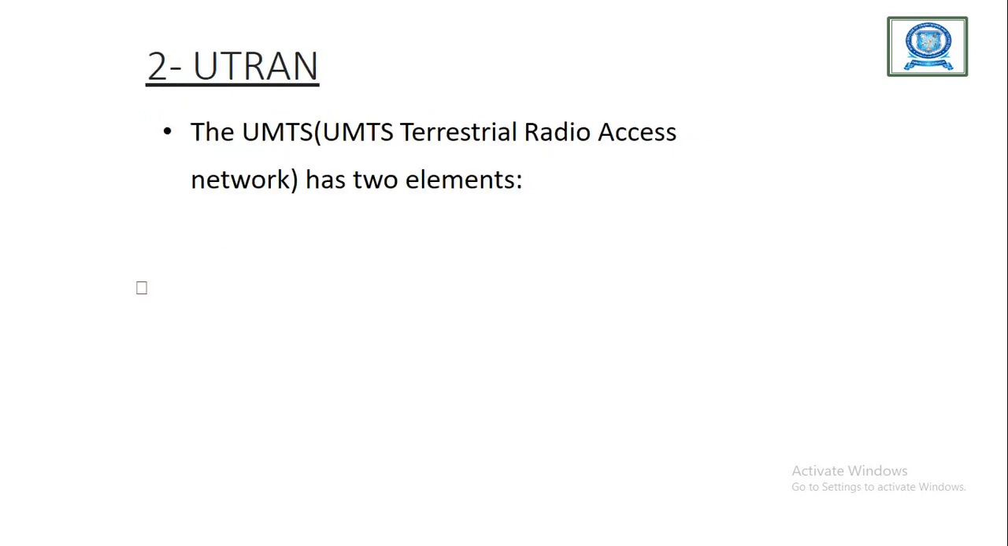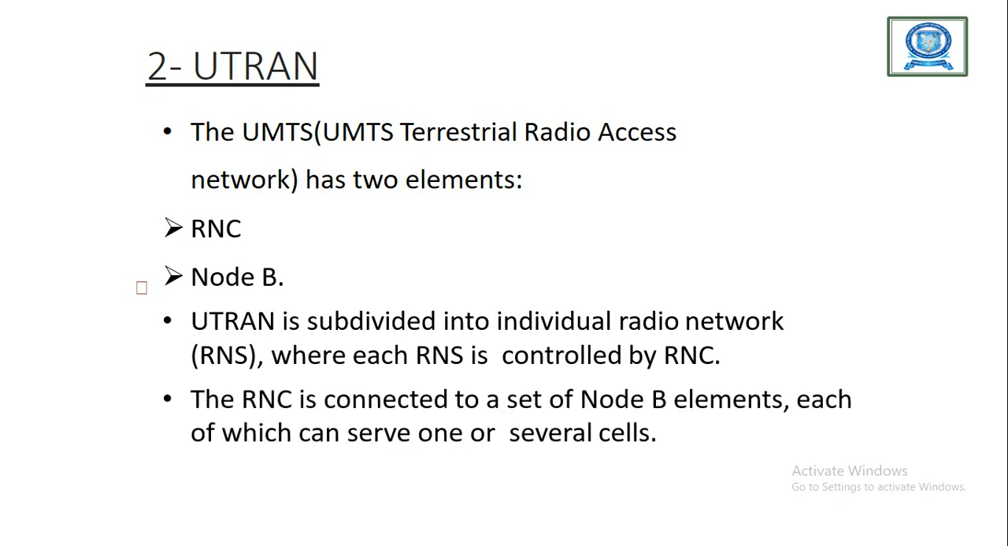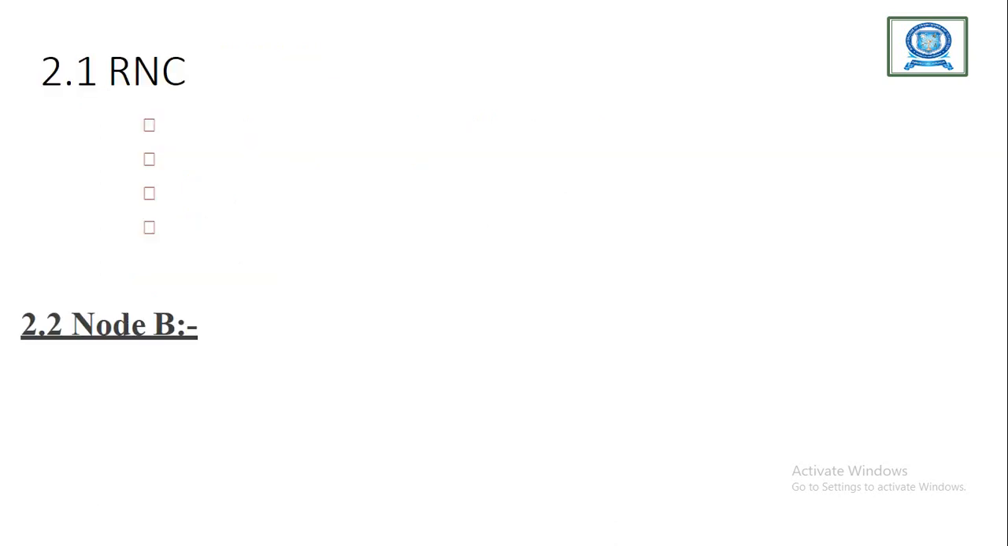UTRAN is nothing but UMTS terrestrial radio access network, which has two elements, one is RNC and the other is Node B. UTRAN is subdivided into individual radio network subsystems where each RNS is controlled by an RNC. The RNC is connected to a set of Node B elements, each of which serves one or several cells at a time.